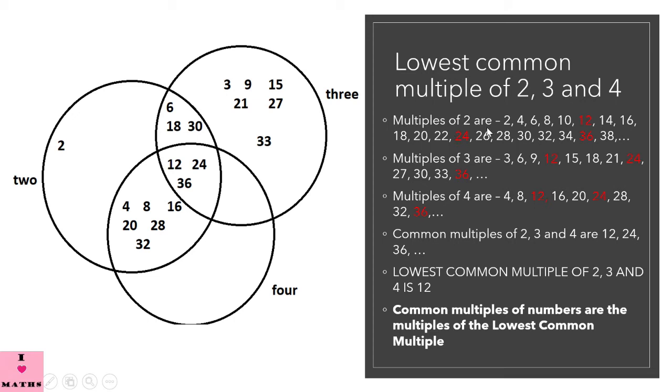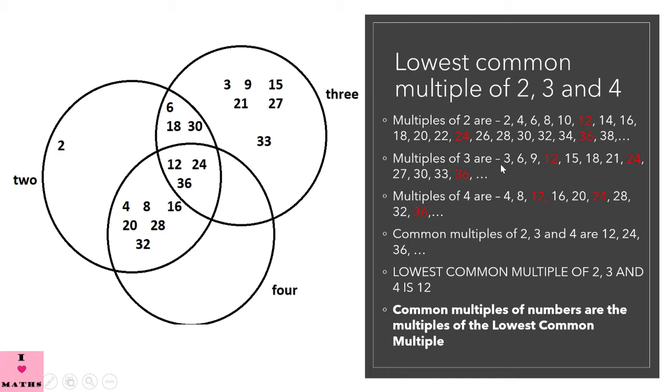Multiples of 2 are 2, 4, 6, 8, 10, 12, 14, 16, 18, 20, 22, 24, 26, 28, 30, 32, 34, 36, 38, and so on. All these are even numbers, you can see that, and they are the multiples of 2. Okay, multiples of 3.